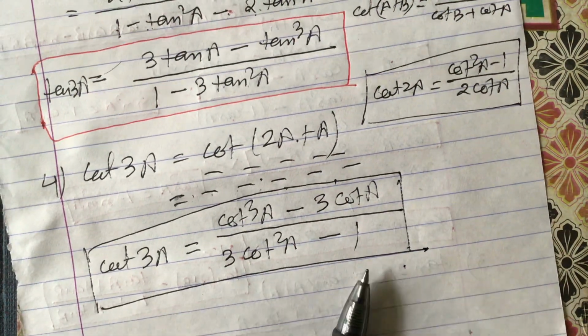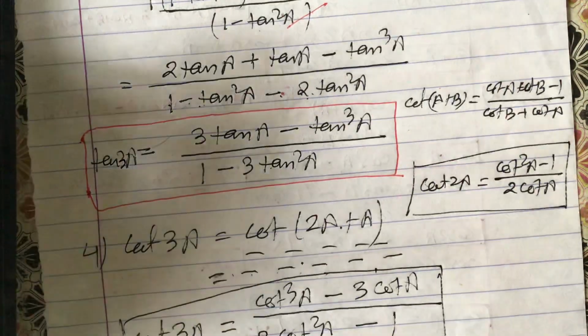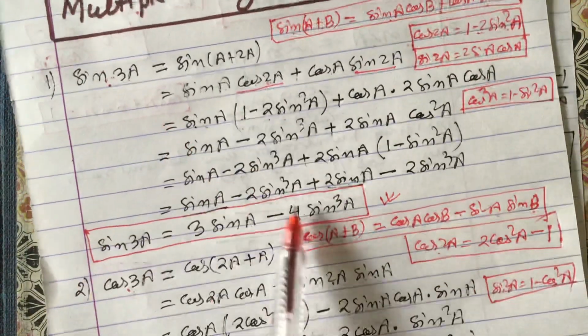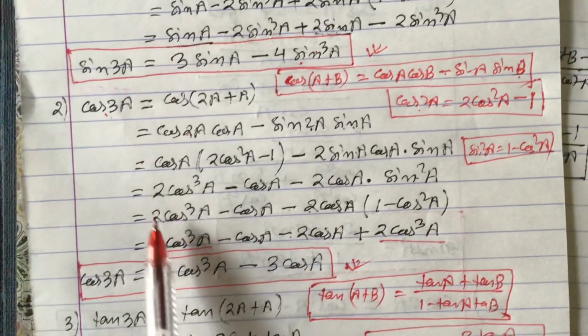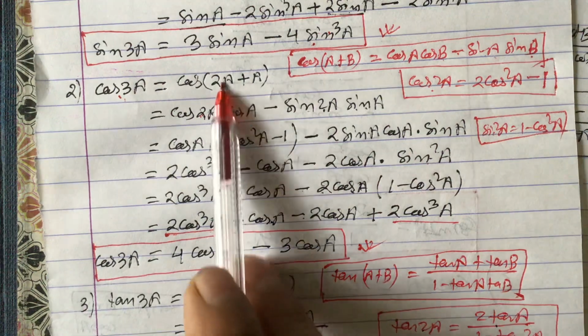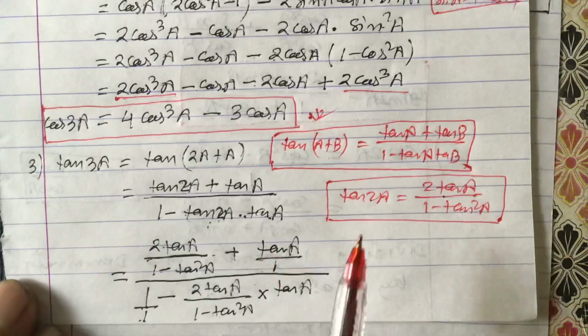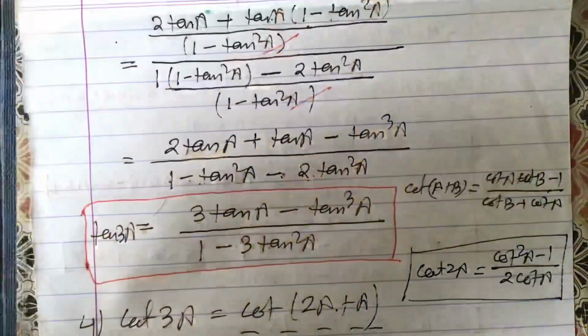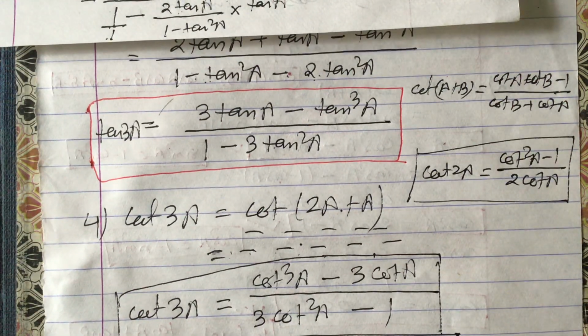In this way, we can express 3A in terms of A. In examination, the question will be asked like this: express sin 3A in terms of sin A. So this is the answer. Again, express cos 3A in terms of cos A. So we'll do this one. All very important 2 marks questions. Express tan 3A in terms of tan A. Then we'll do this one. Similarly, cot 3A in terms of cot A, then we'll do this one. Okay, so if you are asked to derive the formula or if you are asked to express, then you will do like this.